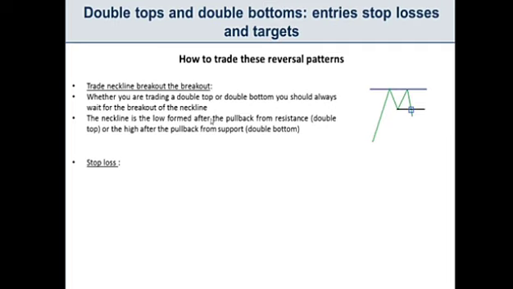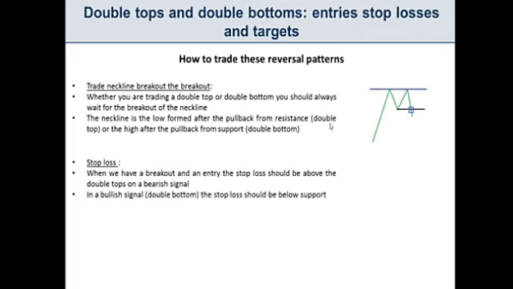Now the stop losses on these patterns are very easy to place. When we have a breakout and an entry, the stop loss should go above the double top on a bearish signal, and on a bullish signal or a double bottom, the stop loss should go below support. And this is easy to understand. As you can see here, we have a double top in play and a neckline breakout. When we have the neckline breakout, we have a signal to go short, and our stop loss levels should be above the double top or above the resistance level that was rejected.